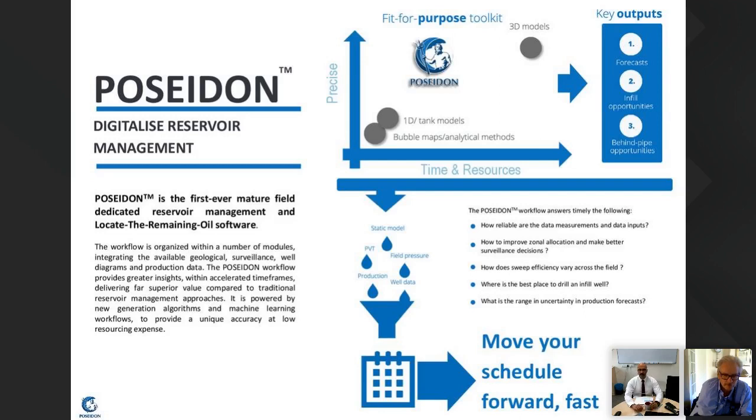With the advancement of new technology, we can reduce the running time of the numerical simulator, but we need more resources. That's why on the x-axis I put time and resources. On the other hand, we have some simple models like MBAL or material balance, bubble maps, or analytic methods. They are quite fast and they need fewer resources, but of course are less accurate. In the lab, we try to introduce a new technology called Poseidon. Fast technology, but still accurate. That's why we are somewhere on the top of this plot, and you can see it is much faster compared to the simulator.